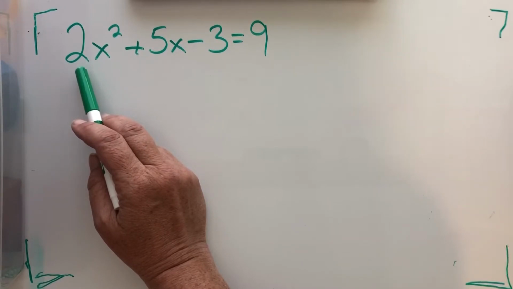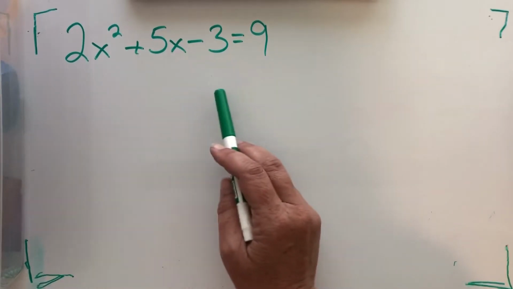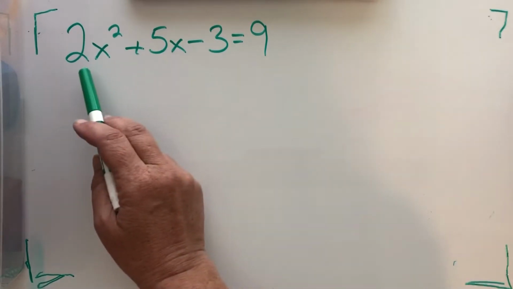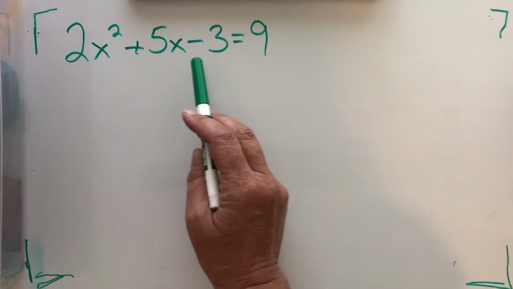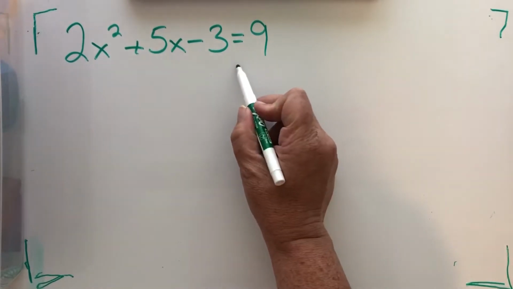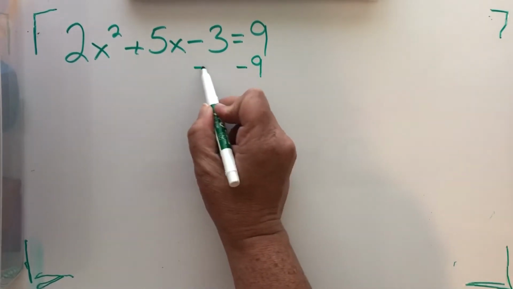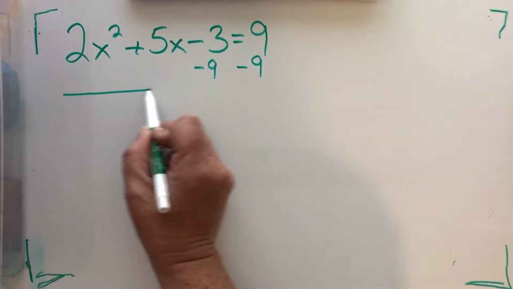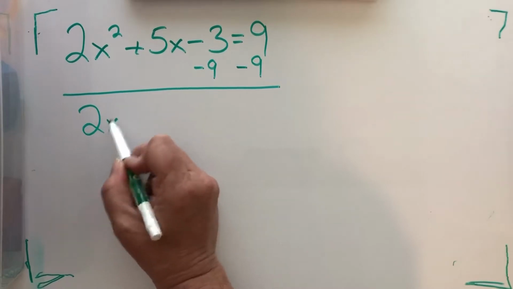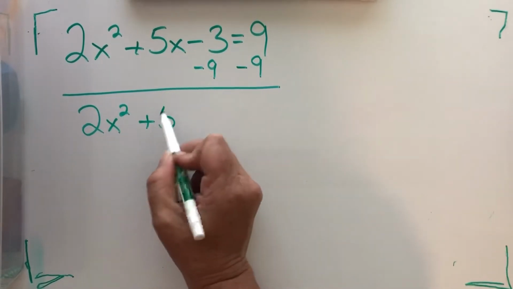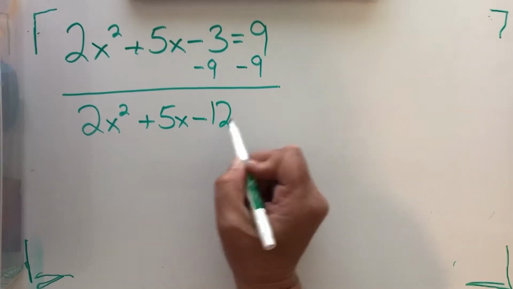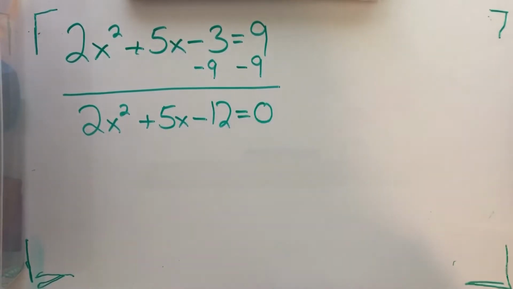Before we can solve a quadratic, we must make the equation equal 0. We must make it be that ax squared plus bx plus c equals 0 format. So to do that, in this case, I'm going to subtract 9 from both sides. And I wonder if some of you got it wrong or got stuck if that's what you forgot to do. So then I have 2x squared plus 5x, negative 3 and negative 9 is negative 12, equals 0.